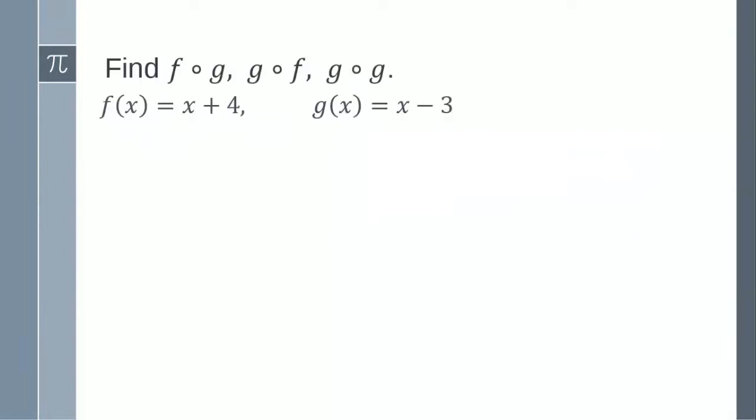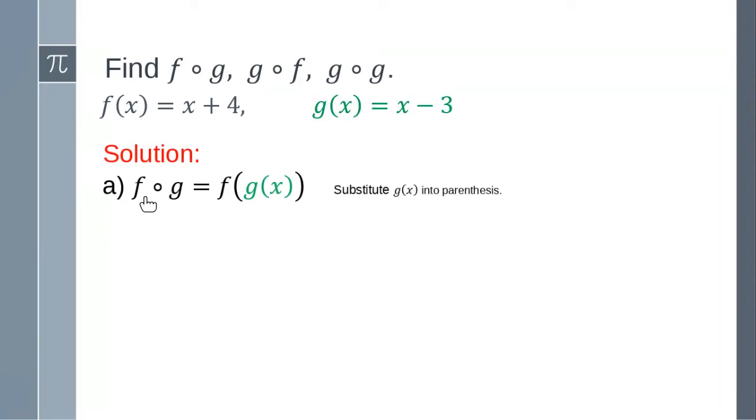Okay, so those were operations of functions. Now we're going to look at composition of functions. And so whenever you see this little circle, it doesn't mean to multiply, it means composition. So the way we read this is f composed of g, g composed of f, g composed of g. Okay. And so they want us to find these 3 things given that f of x is x plus 4 and g of x is x minus 3.